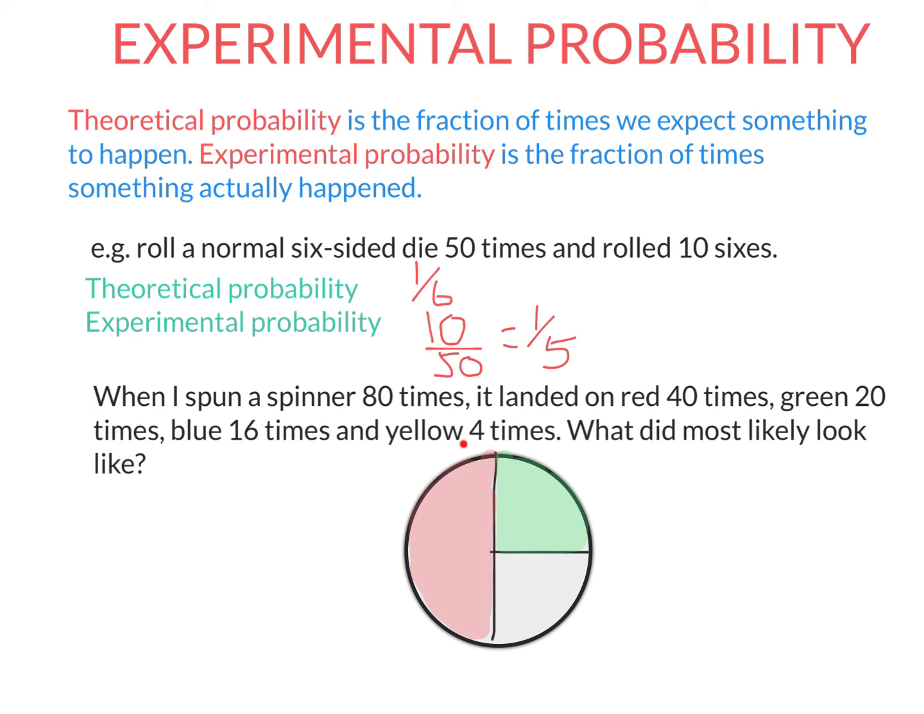So blue happened 4 times as much as yellow. So I'm just estimating here that this area is about 4 times that. So we probably had something like the blue taking up about this much and yellow taking up the rest. So once again, this is just what is most likely. Just because I landed on red half the time, it doesn't necessarily mean half the spinner was red. This is just most likely what the spinner looked like.